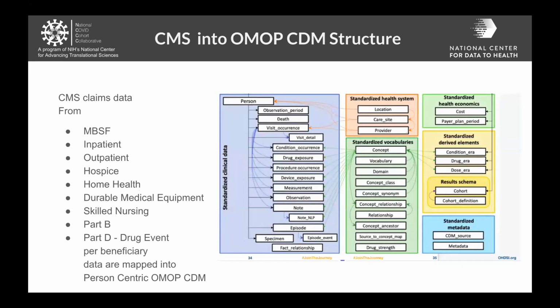So in our harmonization pipeline, we took all of the CMS claims data from inpatient, outpatient, hospice, home health, durable medical equipment, skilled nursing, Part B and Part D claims data, and mapped them into OMOP, a person-centric common data model. And here I'm showing all the different tables that exist in OMOP. Next slide, please.